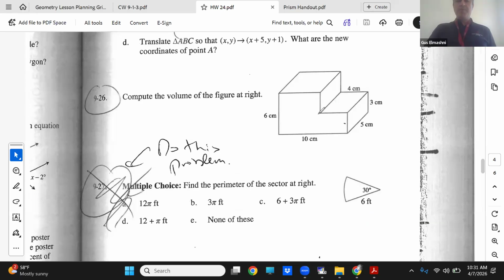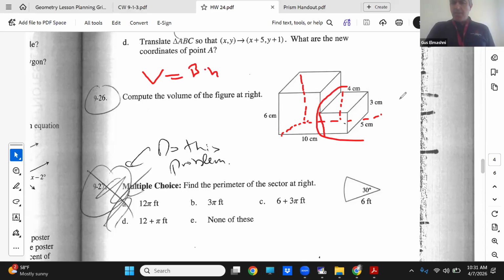You do a couple ways. Split it again. I like to do these little dashed line thingies, and you realize, okay, I have two prisms. Find the volume of each prism, add them up. The volume of a prism is the area of the base times the height. We're going to review that again today. Let's look at this little guy here.